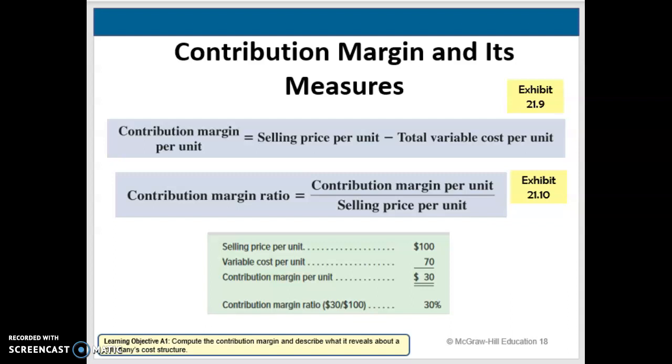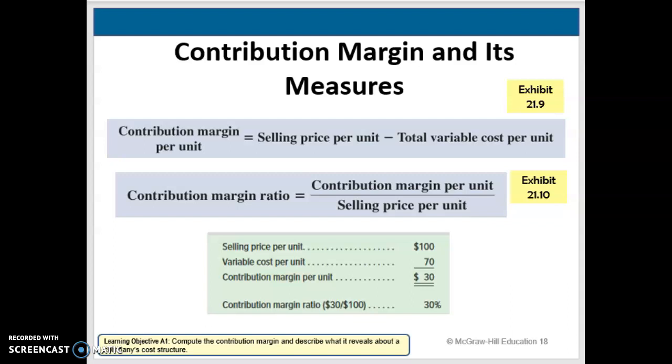If we look at their contribution margin ratio, it's 30%. That's the 30 contribution margin per unit divided by the selling price per unit, $100. So it's 30%. A contribution margin ratio of 30% says that for every dollar in sales, that company has 30 cents that contributes to fixed cost and profit.